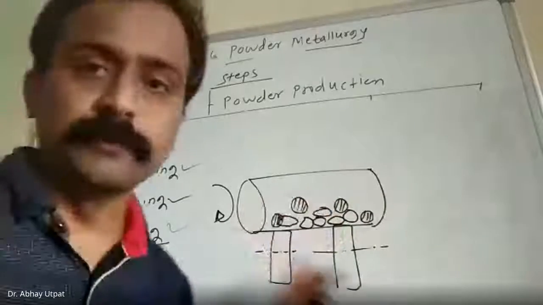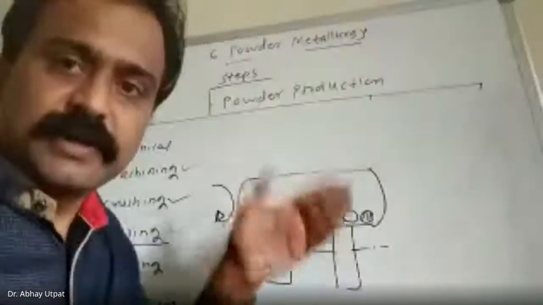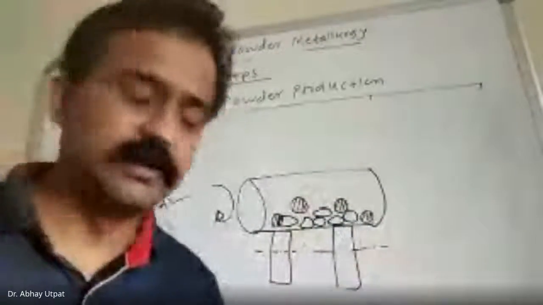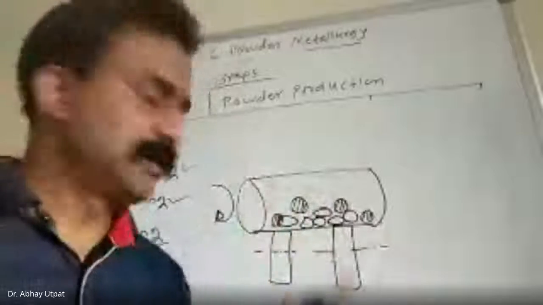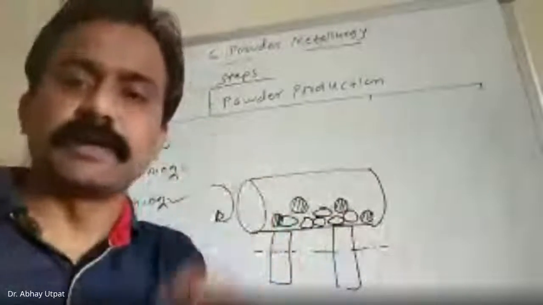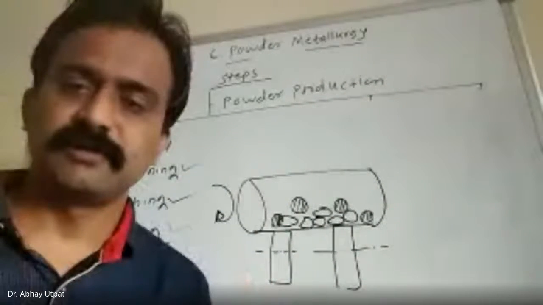This is a ball mill. These are the hard balls. The inside surface of this drum is hard, maybe of white cast iron or other steel. These balls are also hard, and along with them you keep the pieces of the metal which you want to crush.